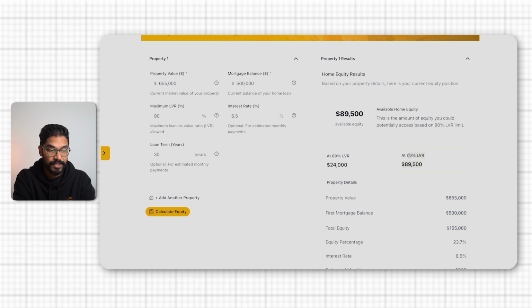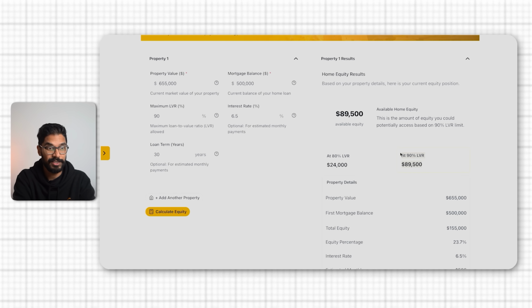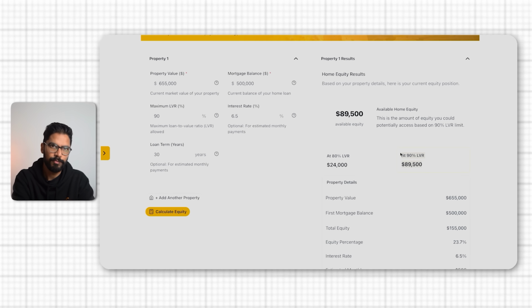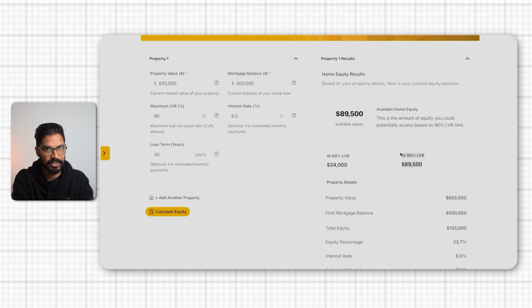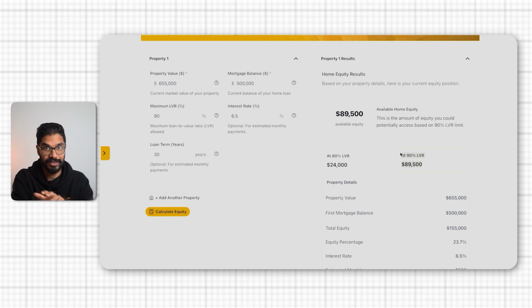Or equally, I'm happy to go at 90%, and some lenders actually go, well, yes, you're gonna have to pay LMI, but because you paid LMI the first time, you don't have to pay it the second time. That's why you need a strategic mortgage broker that knows how that works.